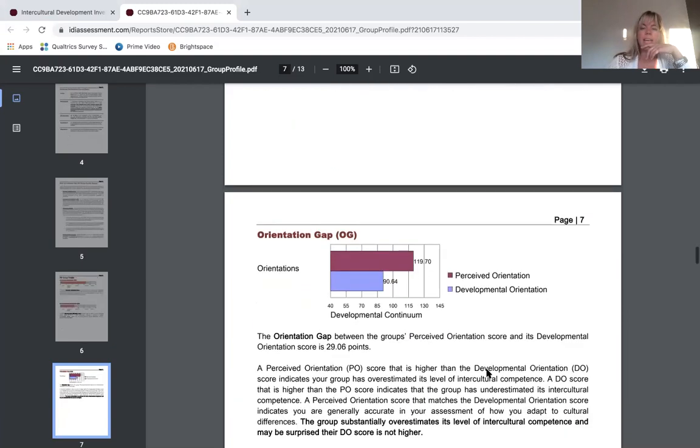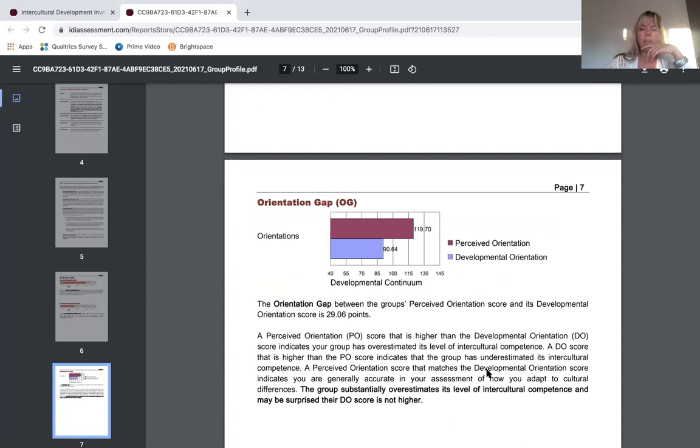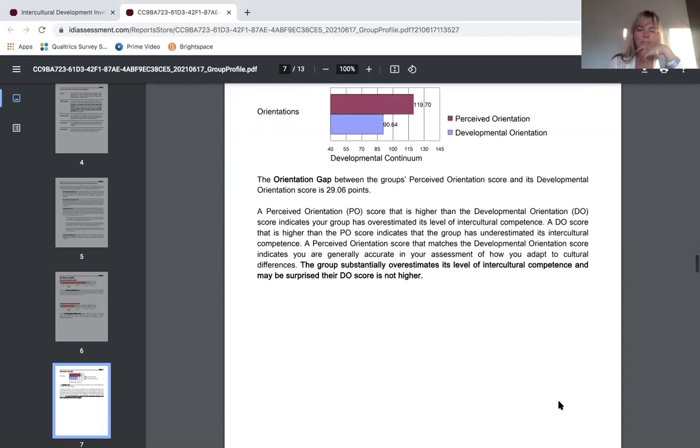So here you see our gap. We have a pretty great big gap in this group. This is the difference between how we perceive ourselves and how we actually are, around 29 points. So that means we pretty much overestimate where we're at right now. And that's normal. We see that across the board.